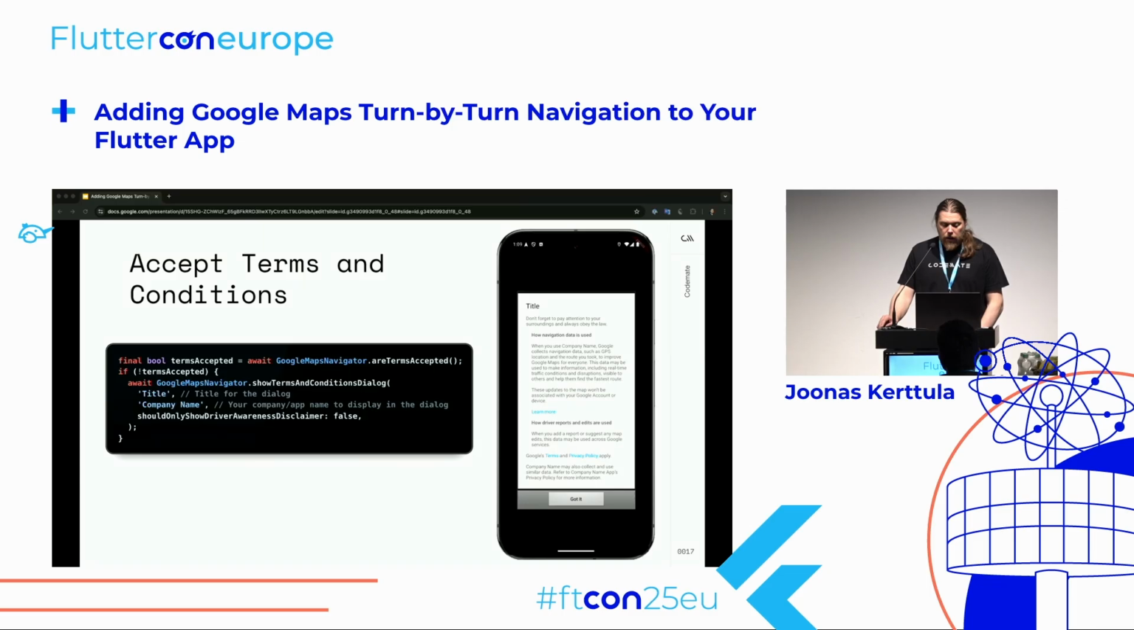And there are some options to modify this dialog, and they will be published soon in the SDK plugin as well. Currently, you can change the title and the company name, which is visible on the dialog. And also, there's an option that you can only show the driver awareness disclaimer. But this is not available for all the customers. This is something that you have to talk with the Google team to make it available for your application for driving safety reasons.